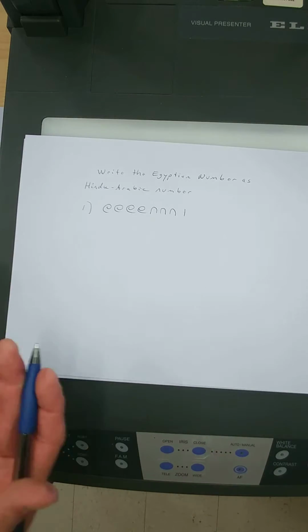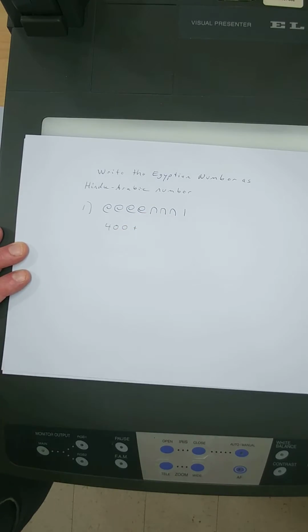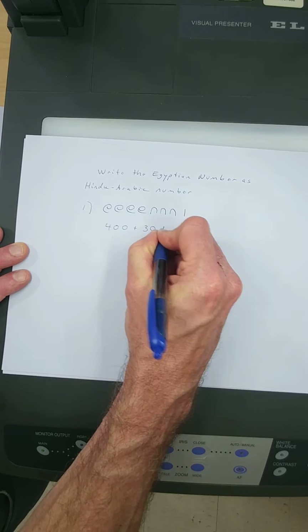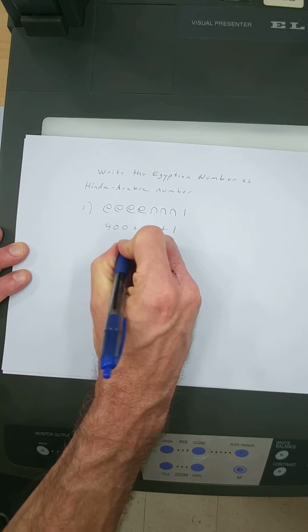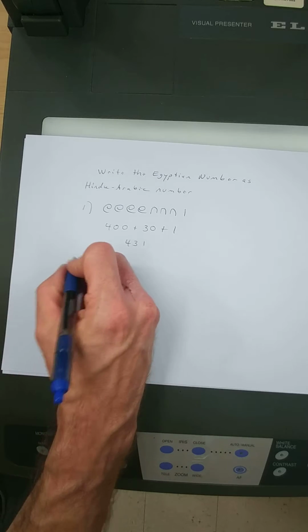So 4 coils of rope, each one represents 100, so that would be 400. The heel bone represents 10, so 3 of them would be 30. 1 staff is 1. So the first number we see is the Hindu-Arabic 431. And an Egyptian number would be 4 coils of rope, 3 heel bones, and a strike.